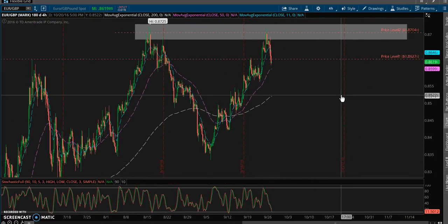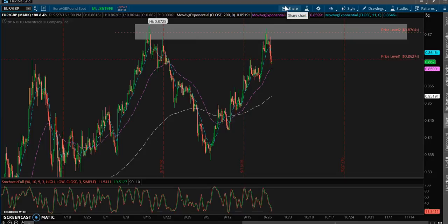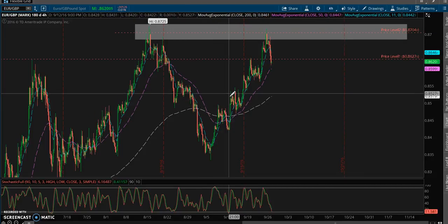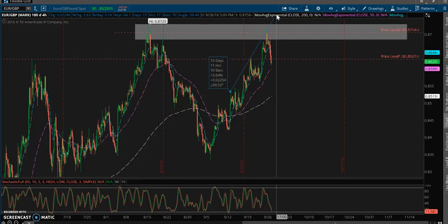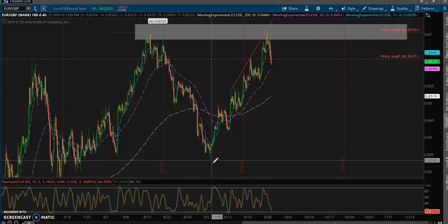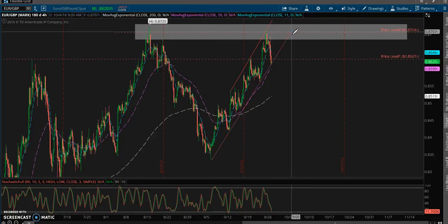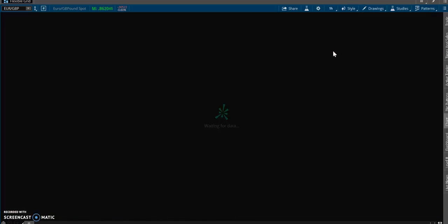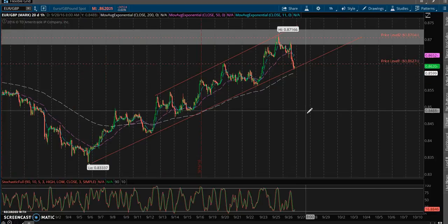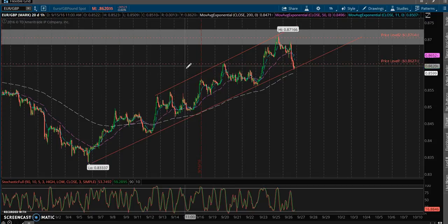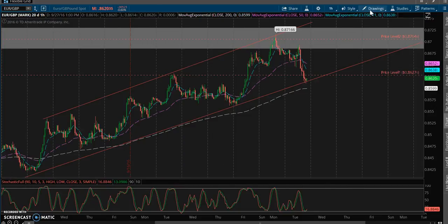I scroll out a little bit and I noticed that on its way up, price had been making a nice little channel. So if I take my trendline tool, got a nice little channel. You can see that it was respected again this morning. So now I have a supply zone, I have my trendline, my channel top here.